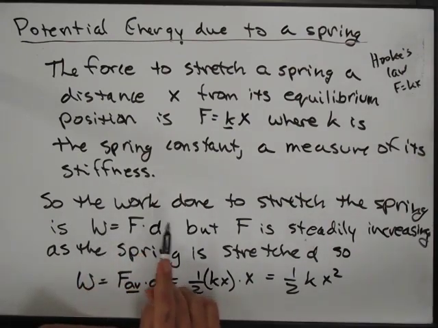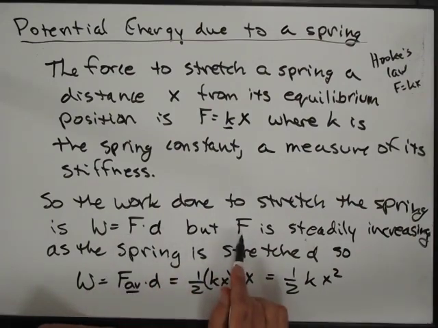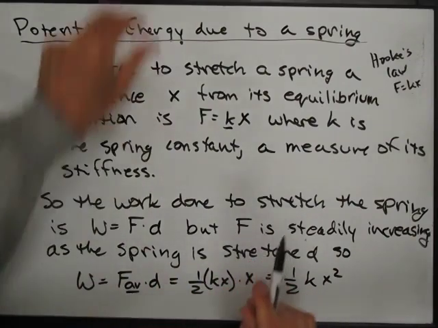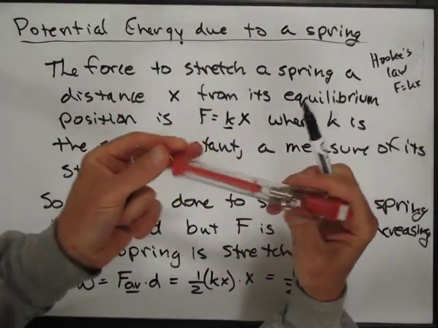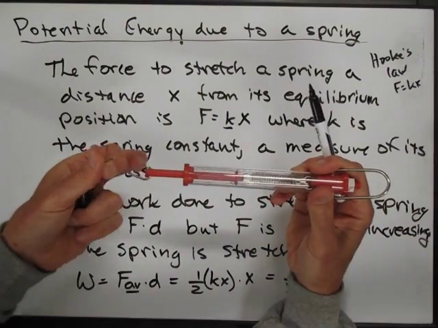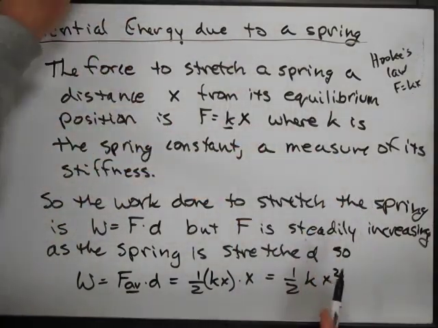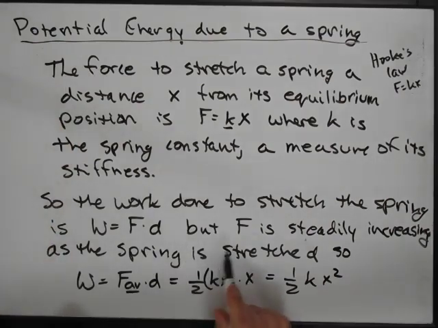But the problem is the force is not constant. And so we don't know what value of the force to use. When I'm first starting to stretch the spring, it takes a very little force to stretch it at the beginning. But as I pull it out, it gets harder and harder to stretch it. And so what we do is we say, well, we're going to use the average value of the force in this formula. We're going to say the work done is the average value of the force times the distance.